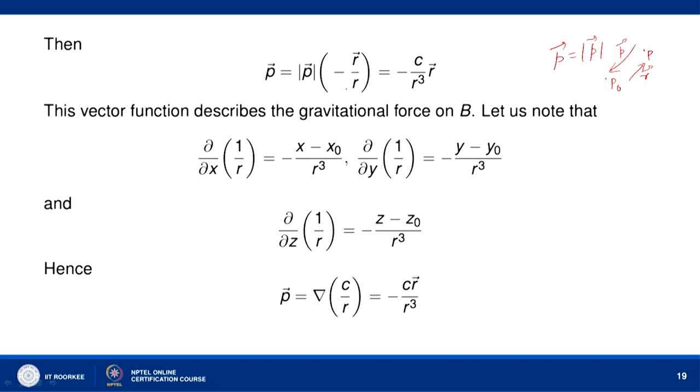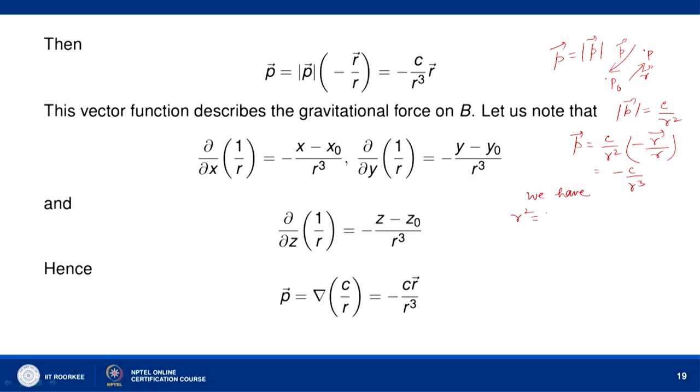And we know that mod of P is equal to c over r square. So what we get is P vector equal to c over r square into minus r vector divided by r. So, minus c over r cube times r vector.